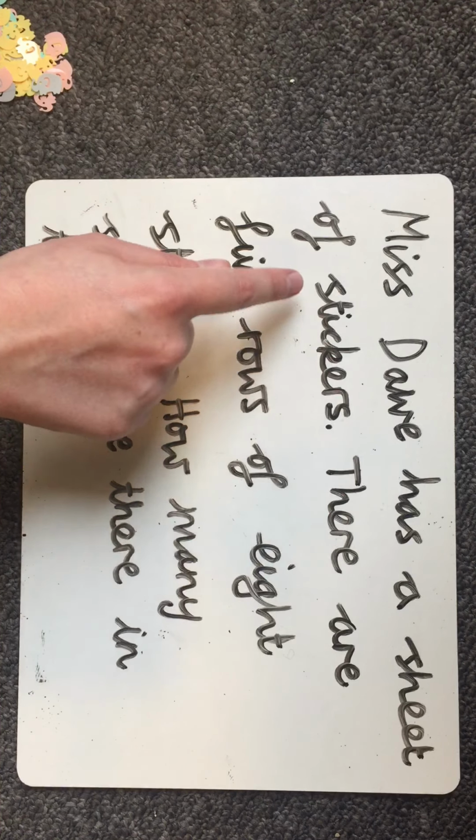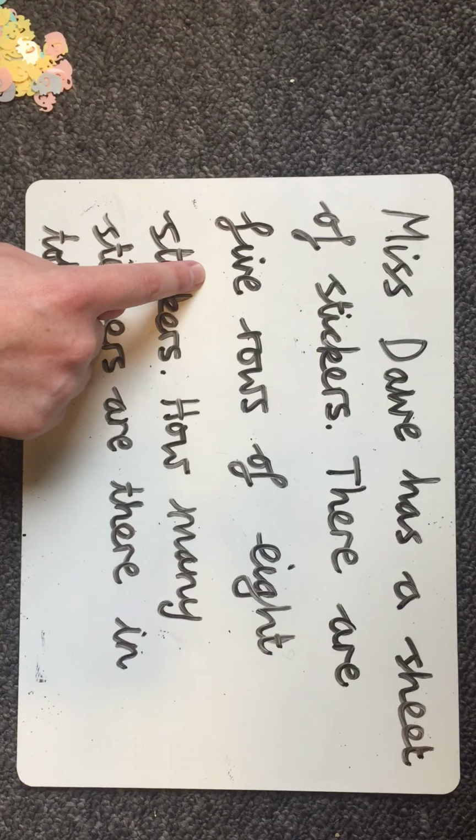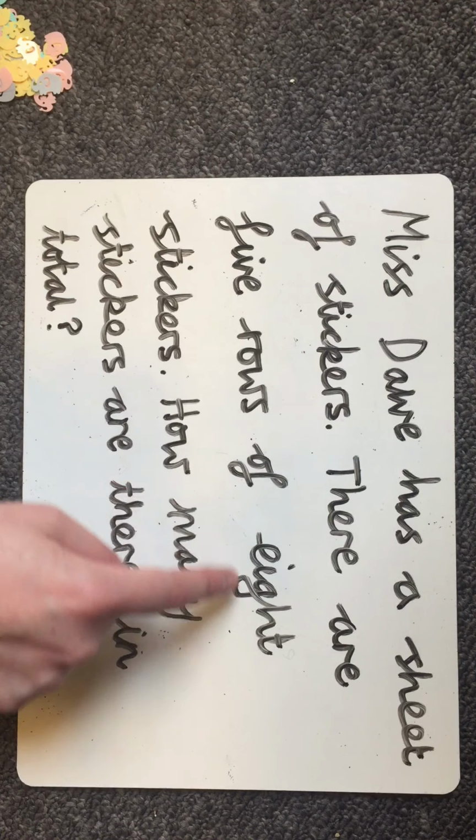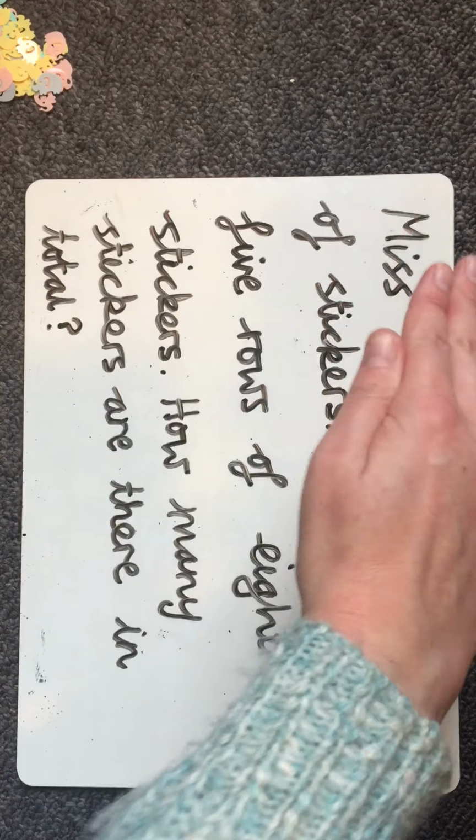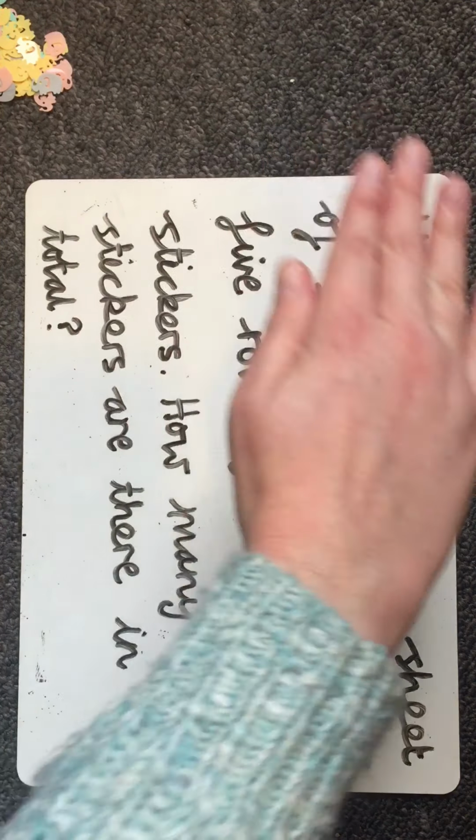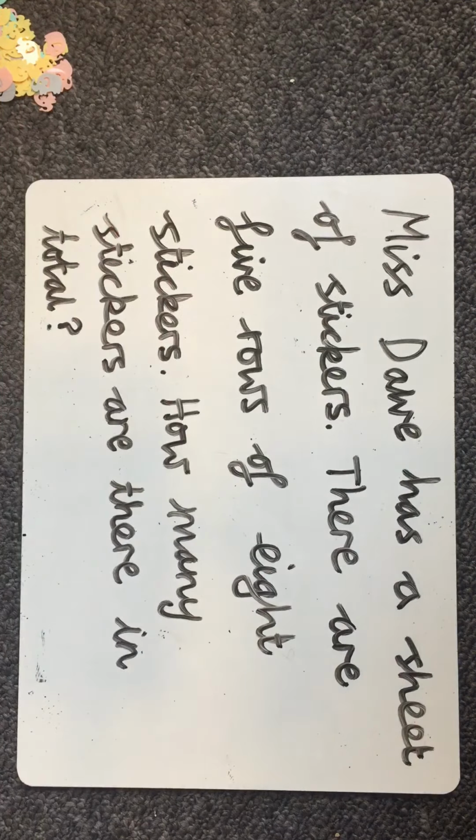Miss Dawe has a sheet of stickers. There are 5 rows of 8 stickers. So 5 rows or 5 lines of 8 stickers. How many stickers are there in total? So in total means all together. Not just one row, all of the rows.